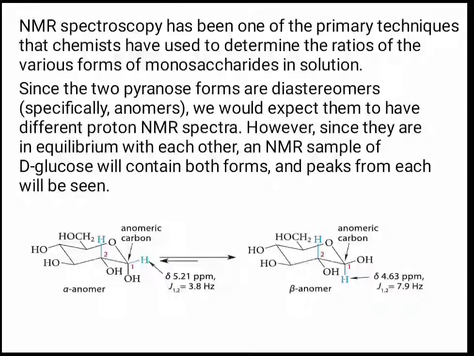NMR spectroscopy has been one of the primary techniques that chemists have used to determine the ratios of the various forms of monosaccharides in solution. Since the two pyranose forms are diastereomers, we could expect them to have different proton NMR spectra. However, since they are in equilibrium with each other, an NMR sample of D-glucose will contain both forms and peaks from each will be seen.